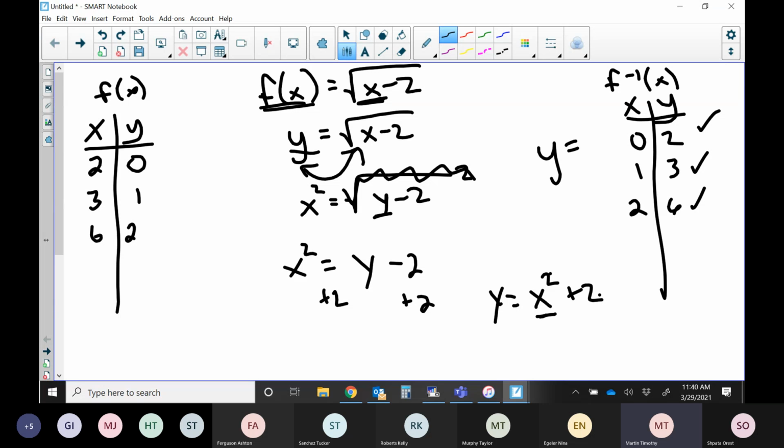And if you notice, if I kept going, every x is only going to have one y. So this is not only a function, but it's what we call a one-to-one function, which means its inverse is also a function. So both of these are functions. Does that make sense, yes or no?